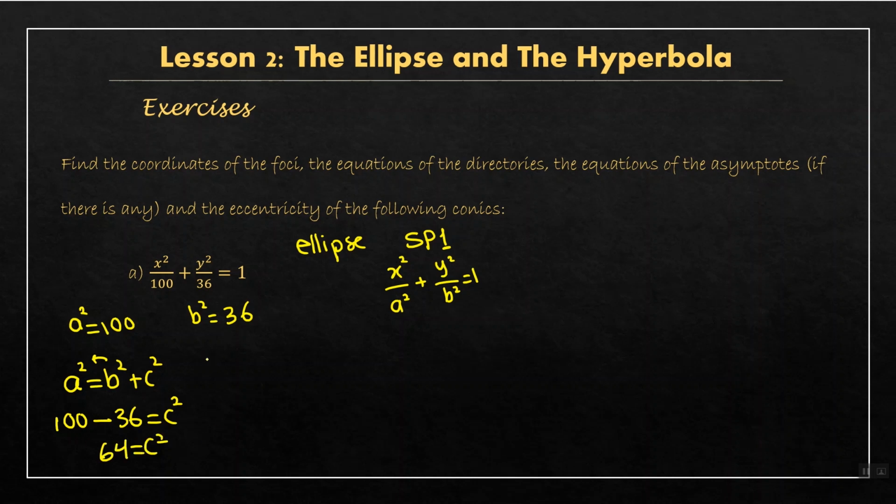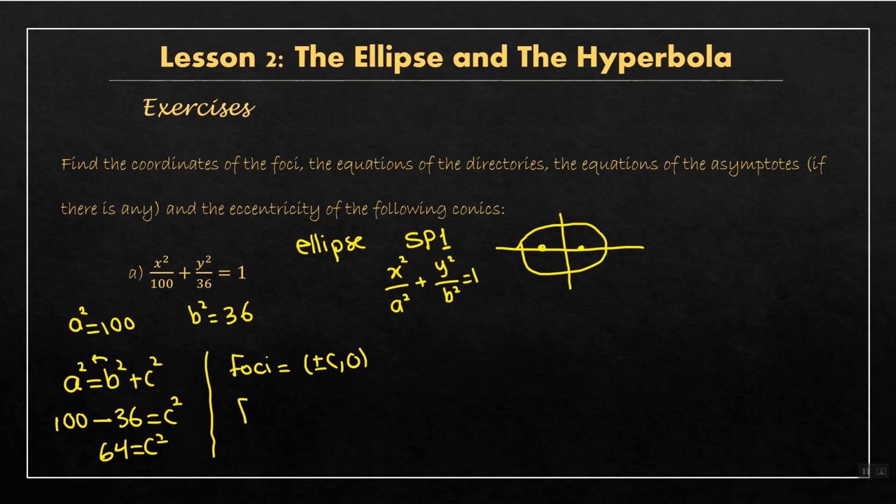Okay, so what do they want? They want the foci. So the foci are going to be plus minus c comma 0. You can check that from the table, or you can just imagine it. It's SP1, so the focus must be on the x-axis. Since the ellipse is SP1, the focus should be here on the x-axis. So it is plus minus c comma 0. C squared is 64, so c is the square root of that. So the foci are going to be plus minus the root of 64, which is 8 comma 0. So that's the first thing, the foci.